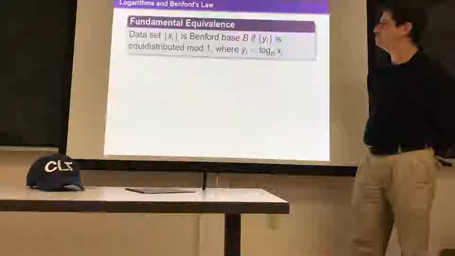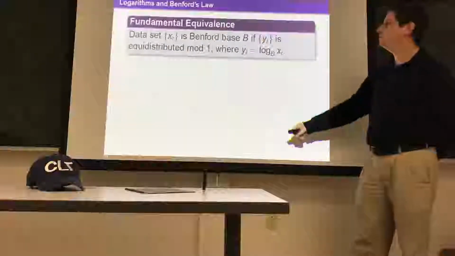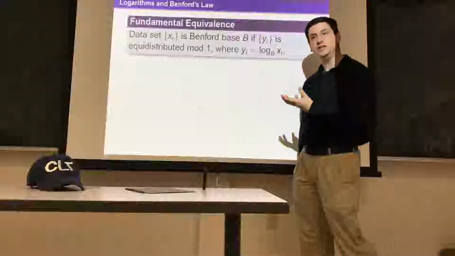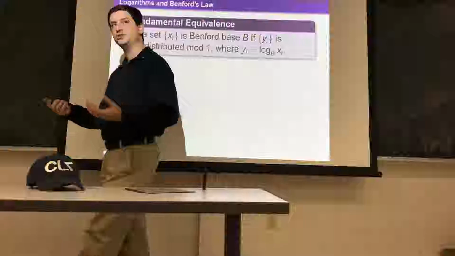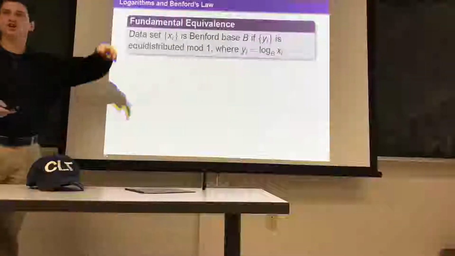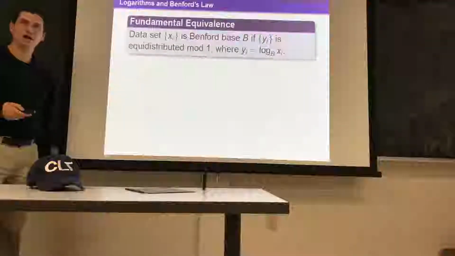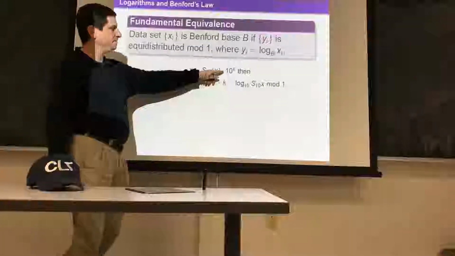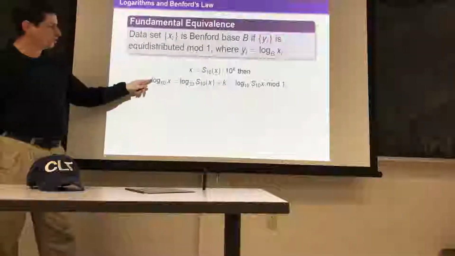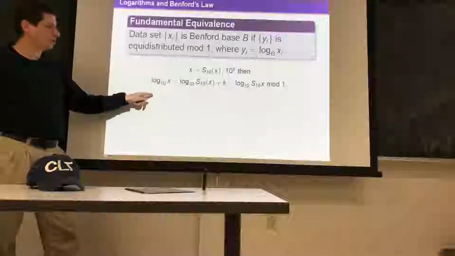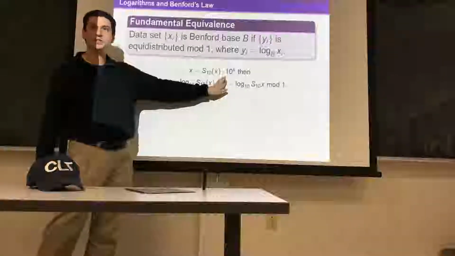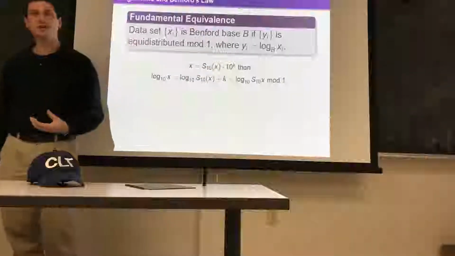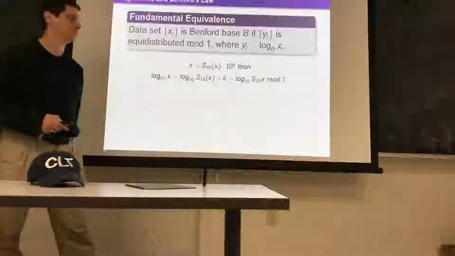All right. So a data set is Benford base B if and only if its logarithms are equidistributed mod 1. So this gives you a really nice test for Benford. Rather than looking at the original data, do this logarithmic change of variables, chop off the integer part of the logarithm, and then see if what remains is equidistributed. So here's the proof. Let's write x as the significand times 10 to the k. So we take the log of both sides, and then when we look at things mod 1, this k doesn't matter. And that's why this is such a great thing to do, because I can now look at just the significand, which is what I want, and not worry about all the different zeros.